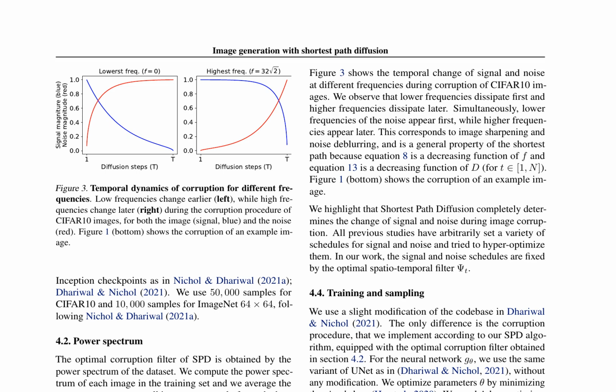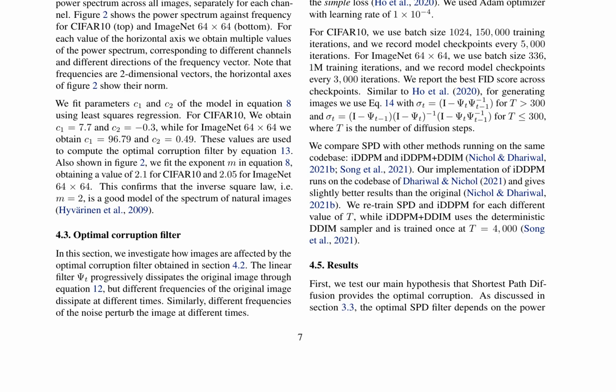The research paper discusses the concept of shortest path diffusion, SPD, for image generation, focusing on the optimal corruption filter and its impact on image quality. The authors demonstrate that SPD provides the best corruption procedure by analyzing the power spectrum of the dataset and fitting parameters to optimize the filter.